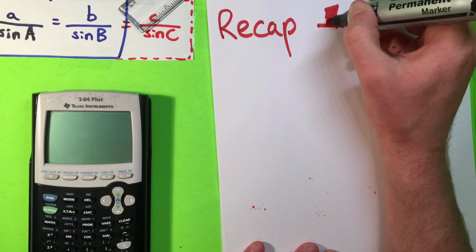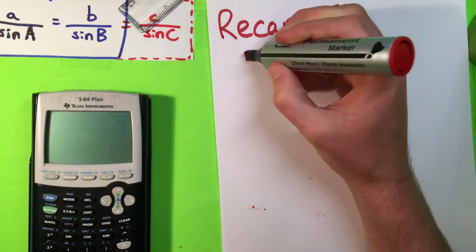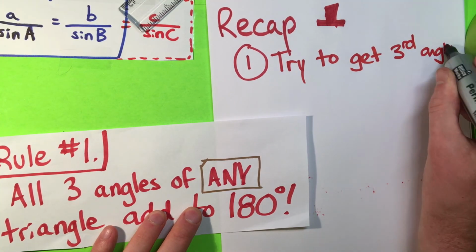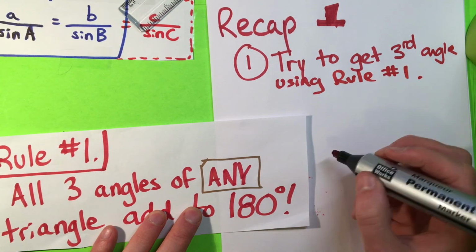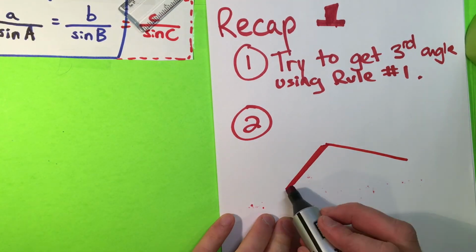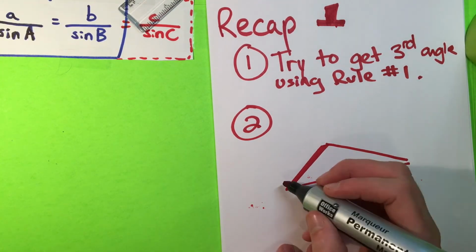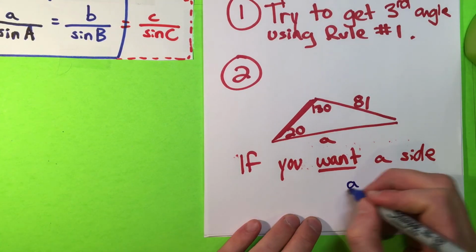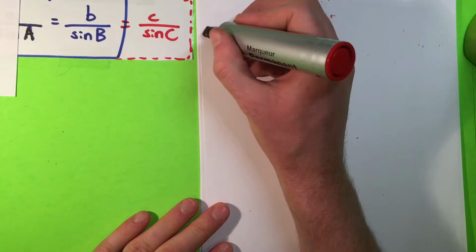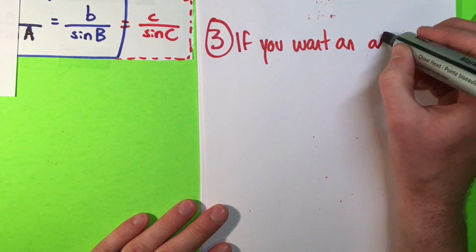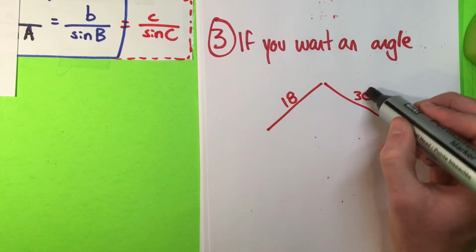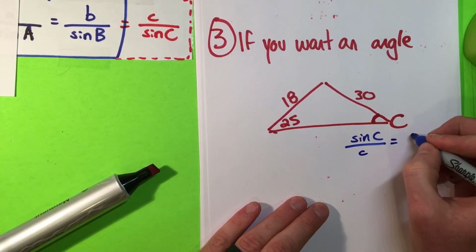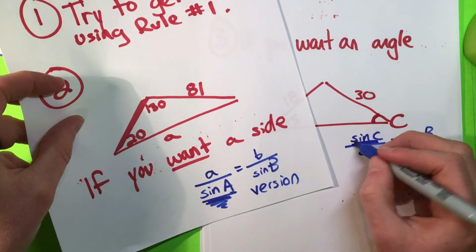All right, so let's take a quick minute just to recap what we've done today. Number 1, always try to get that third angle if your triangle gives you 2 angles by using rule number 1. Number 2, if you happen to have 3 pieces of information and you want to find a side length, you're going to write a over sine A equals b over sine B and go from there. Number 3, if you want an angle, if they give you 2 side lengths and only 1 angle, this time you have to flip it and make sine C over C equals sine B over B. So it's a slightly different version.